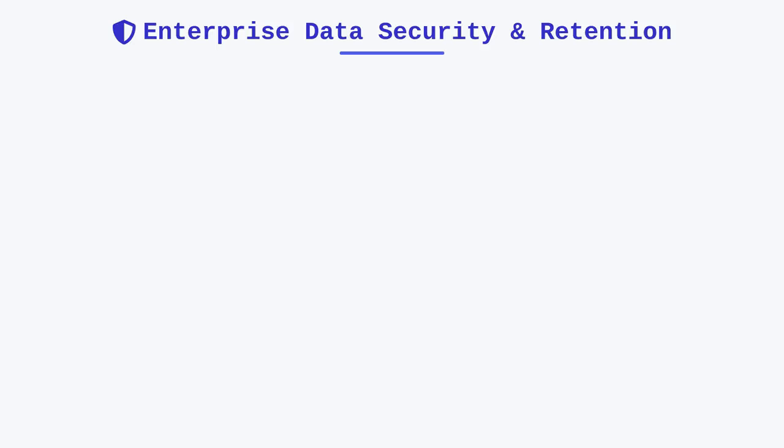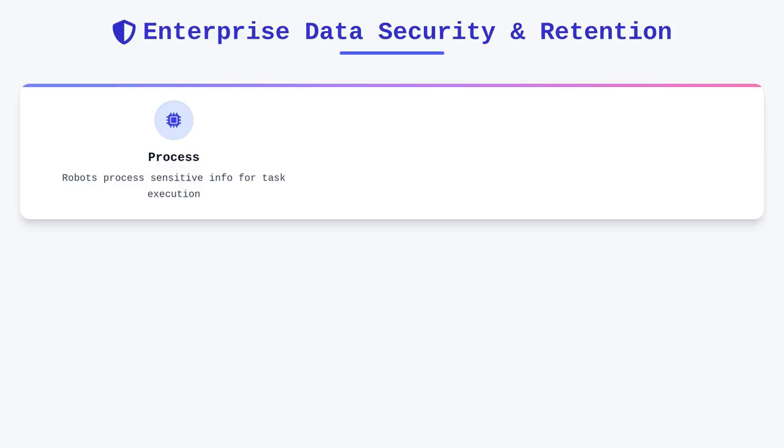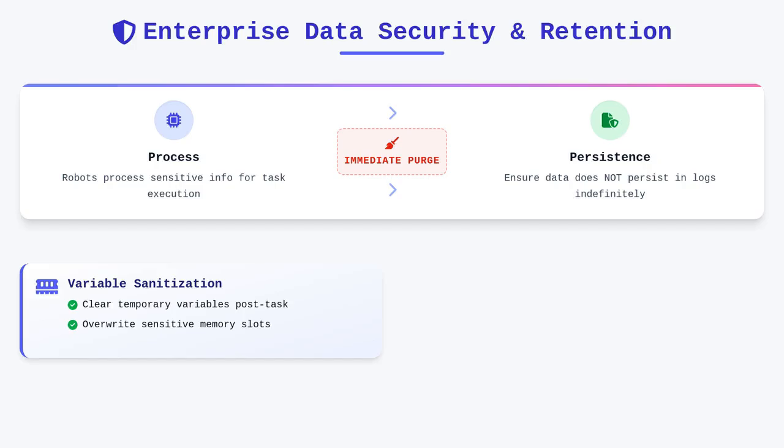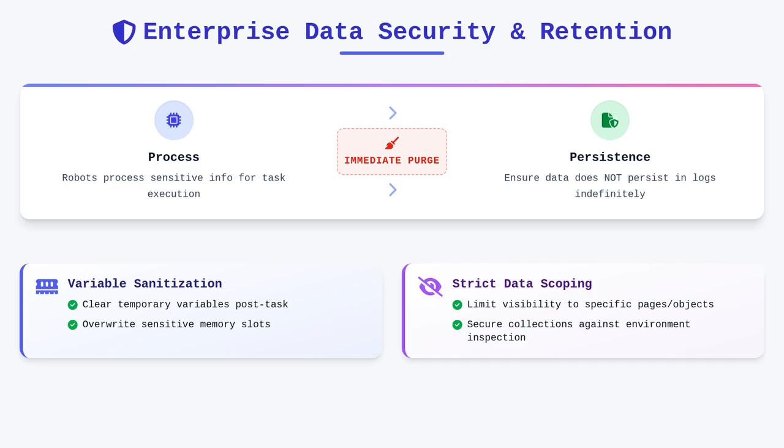Managing security within an enterprise framework also requires that we pay close attention to data retention boundaries. Just because a robot can process a piece of information does not mean that information should persist in a log file indefinitely. You must configure your workflows to ensure that once a sensitive task is completed, any temporary variables holding sensitive information are cleared or overwritten. If you hold sensitive data in a collection, remember that the collection itself can be inspected in the environment, so proper scoping is vital.